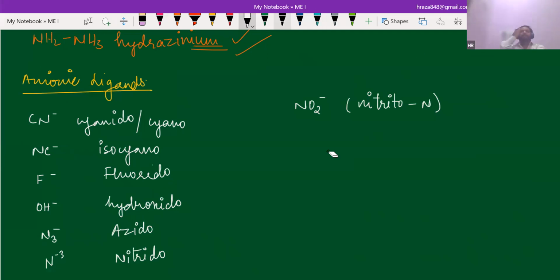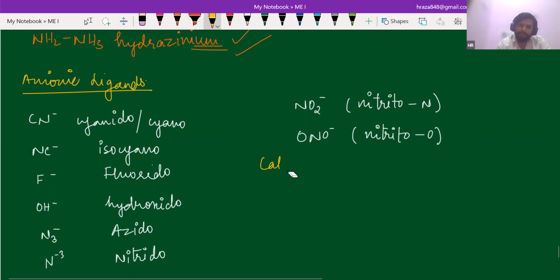It is an ambidentate ligand. If you write it as NO2 minus, that means N is donating electrons to the central atom, and if O is donating to the central atom, we write it in this form, and its name will be nitrito-O. That represents the donor atom.